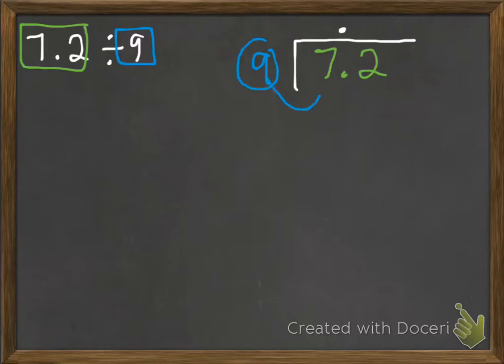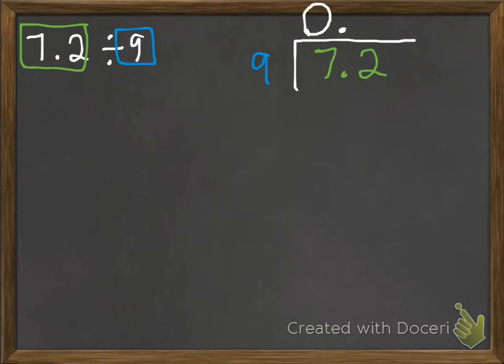All right, let's think. Can 9 go into 7? Hopefully you're thinking, no, 9 is too big. 7 is a smaller number. 9 cannot fit into 7, and in that, you are correct. So we're going to put a 0 there.